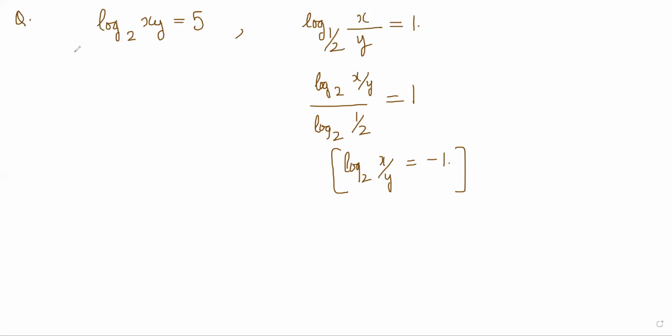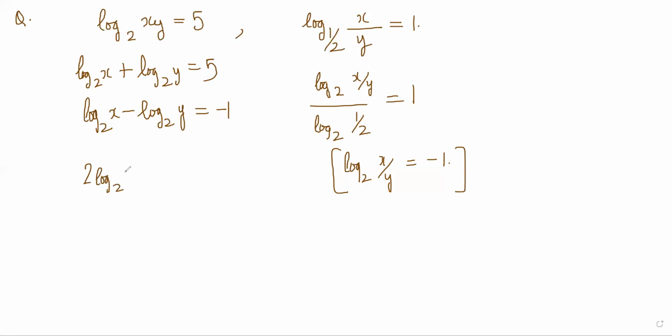Or you split it apart just like you split this one apart. You get log 2x plus log 2y is 5, and here you get log 2x minus log 2y is equal to -1. You can just add it. 2 log 2x is equal to 4. Log 2x is equal to 2. x is 4, and if this is 4, then this one, y, will be 8.